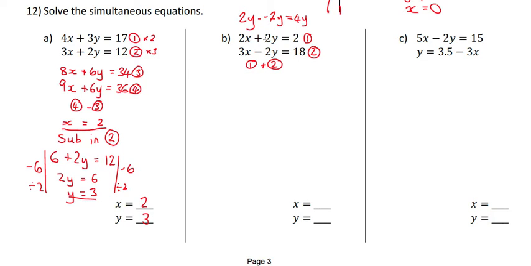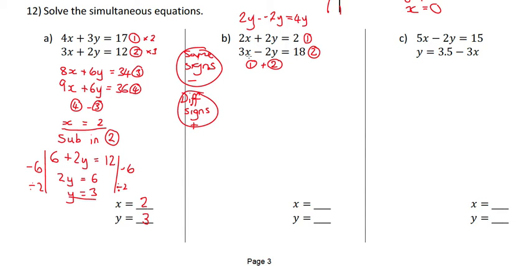Now, just as a rule of thumb, if these two are the same, we subtract. So same signs subtract. And if they're different, add them. That will eliminate that variable. Okay, so I'll just put that there to remind us.